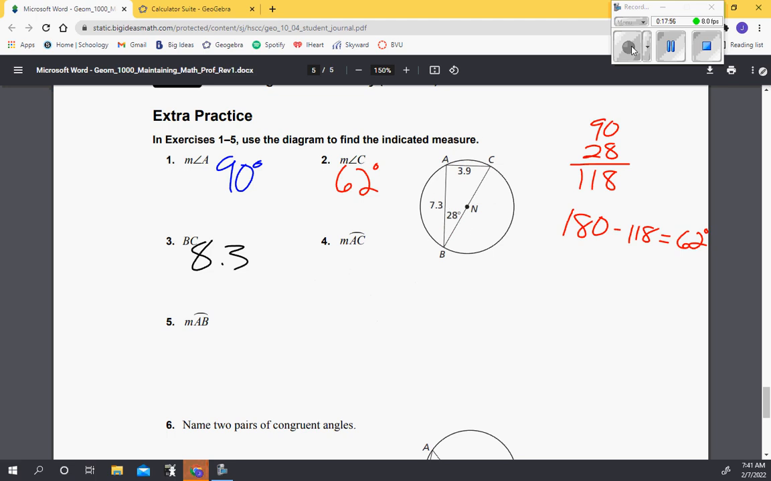Now the next one is the measure of arc AB. Okay, well, AB, that arc, it's the inscribed angle that subtends from this arc, or is created, is this angle here. Well, what's the angle of C? It's 62 degrees. We got that right there. So to find the arc of AB, we have to take 62 and multiply it by 2. 62 times 2, 124 degrees. All right, that's 1 through 5.